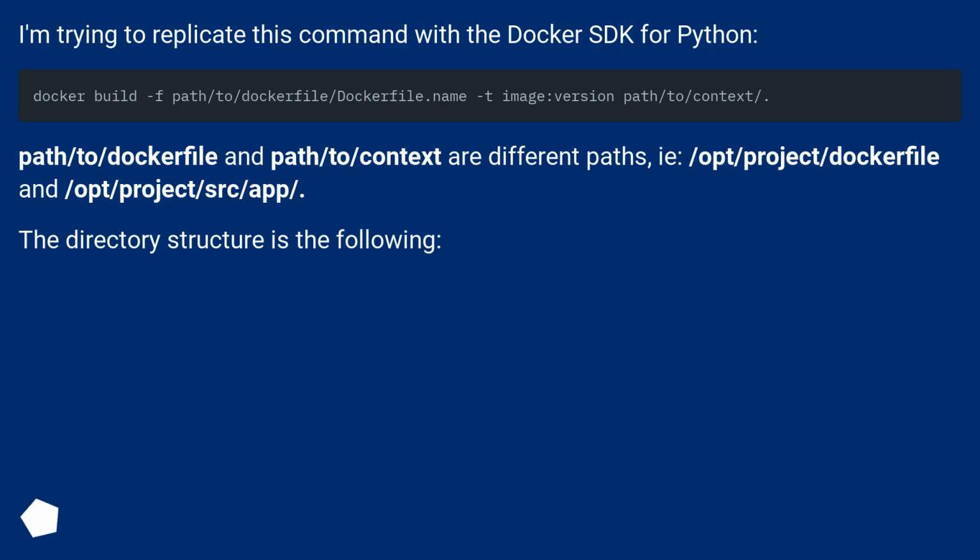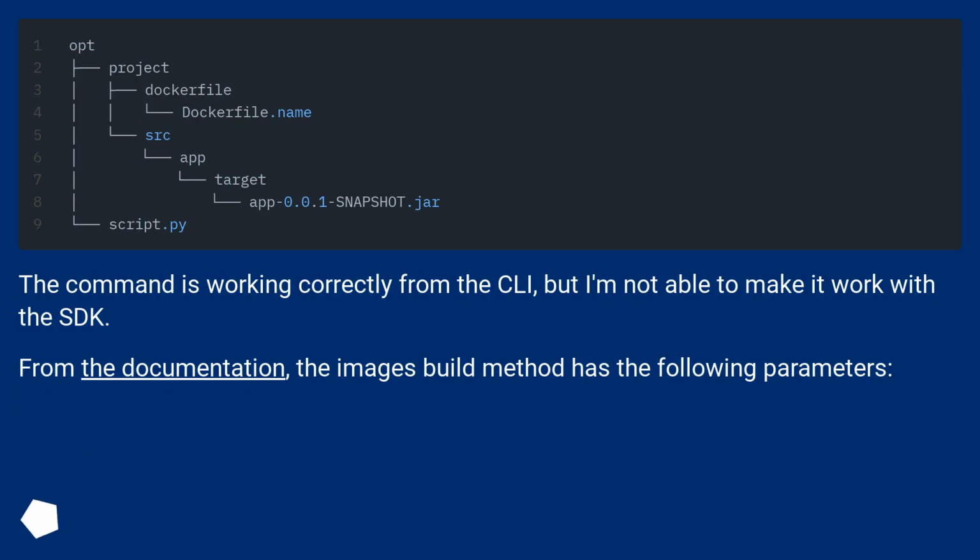Path/to/Dockerfile and path/to/context are different paths, e.g. /opt/project/Dockerfile. The directory structure is the following. The command is working correctly from the client, but I'm not able to make it work with the SDK.